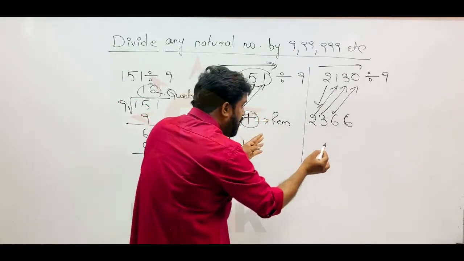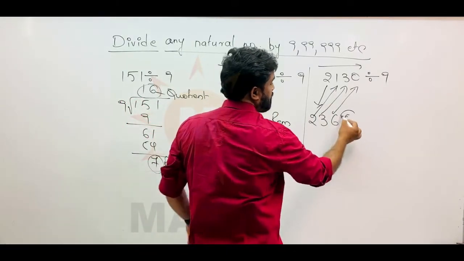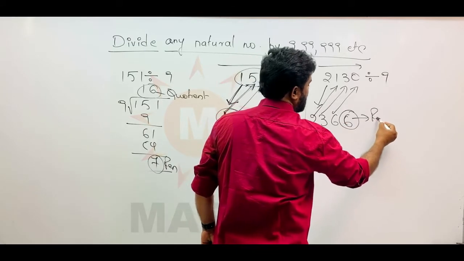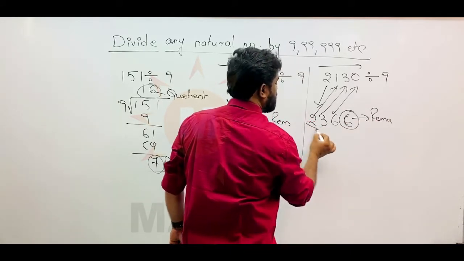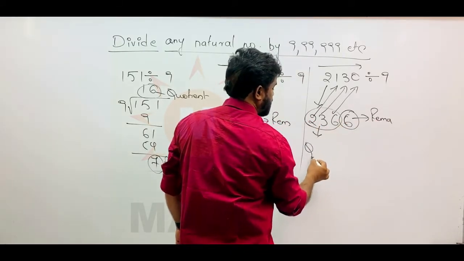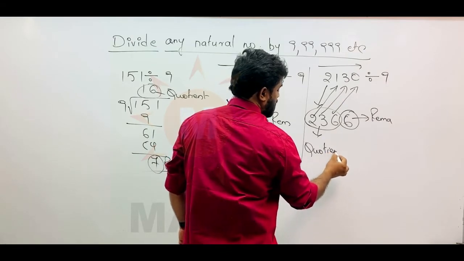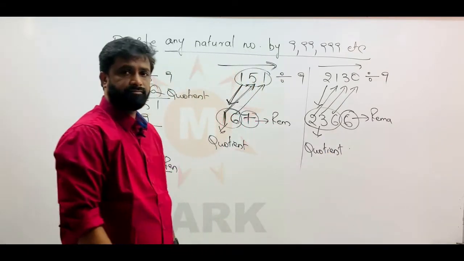Nothing more to add. In this result, the units number is always taken as the remainder. So 236 will be your quotient.